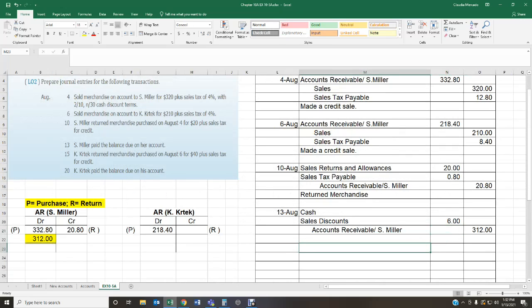Now the question is, how much cash are we going to receive? Well, I know Miller owed me $312, and I know that he's getting a discount of $6. So that means I'm going to receive $306 in cash. Now, this is standard. Remember from your Accounting 1303 course, you should know this. Debits must always equal credits. When you're journalizing, debits must equal credits for every transaction, so it's very important that you maintain a balance.